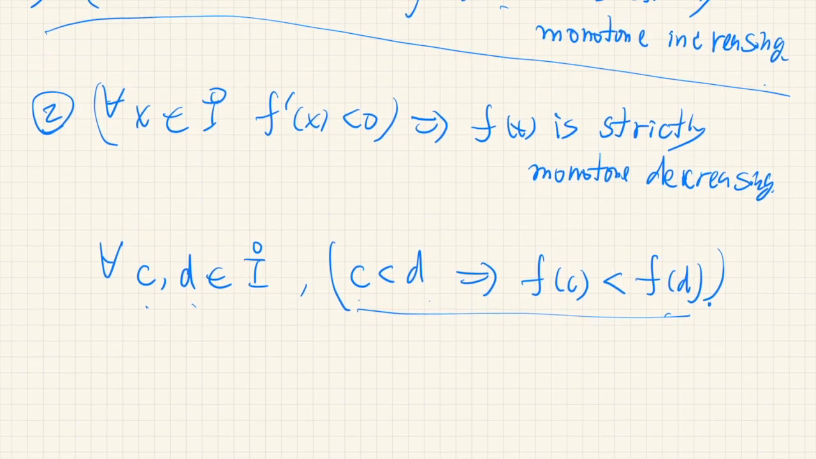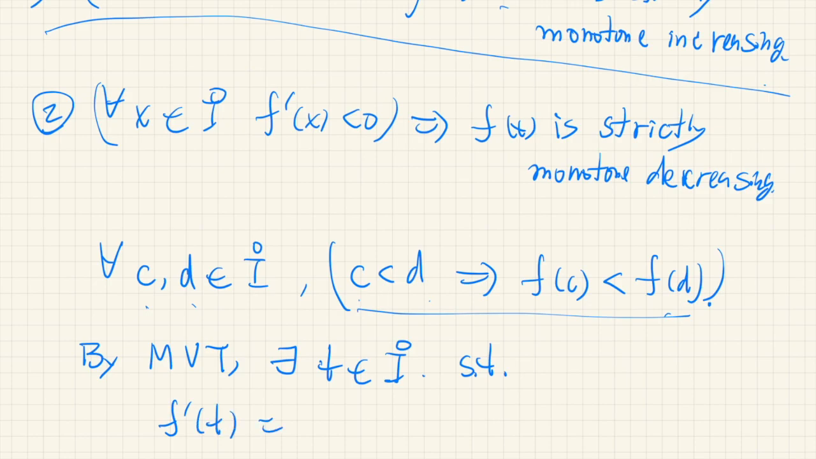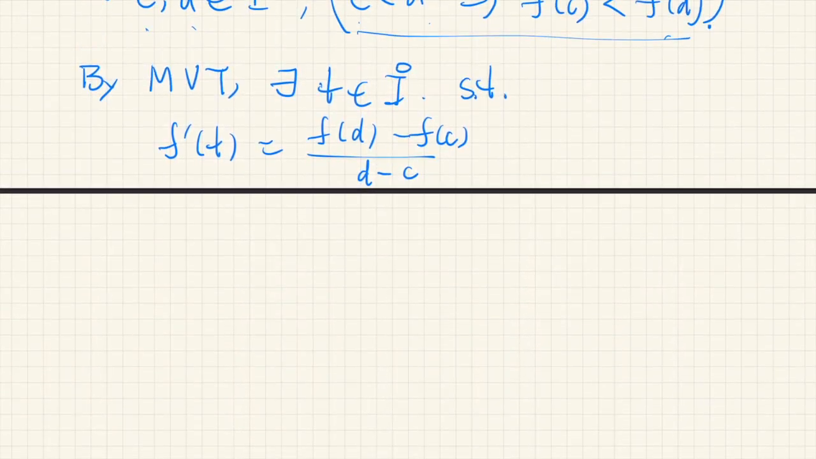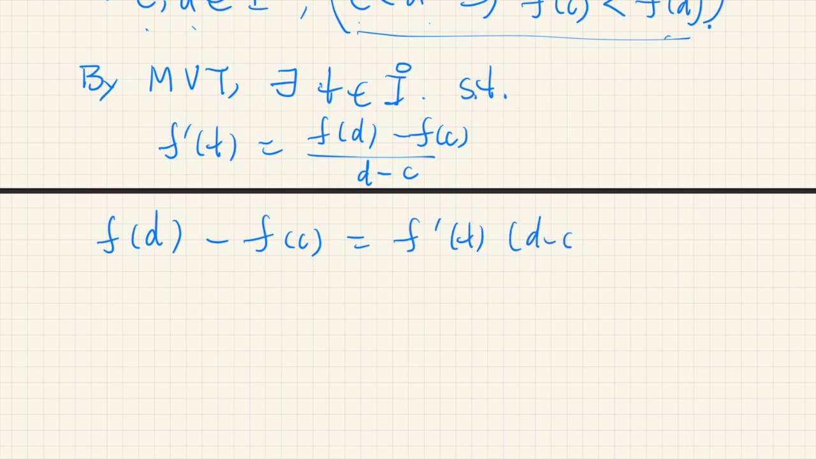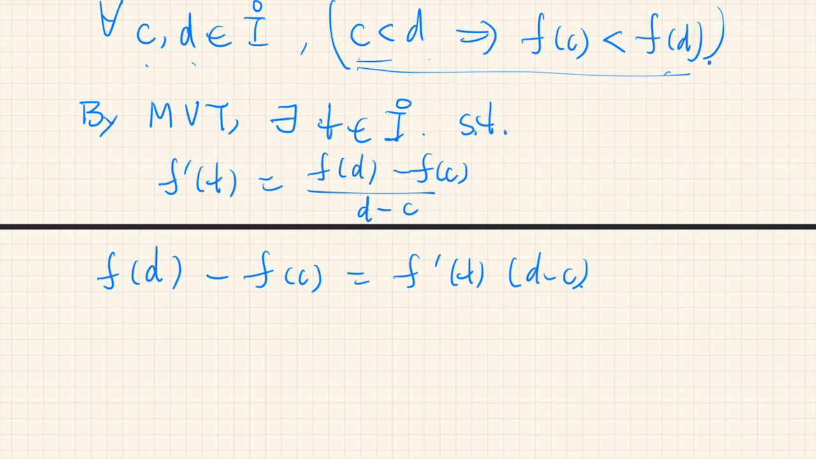So let's pick c and d like this. And by the mean value theorem, there exists some, let's say, t in the open interval such that the following holds: f prime of t is equal to f of d minus f of c over d minus c. And from this, we have f of d minus f of c equals f prime of t times d minus c. Now, suppose c is less than d, then we have d minus c is positive, right?